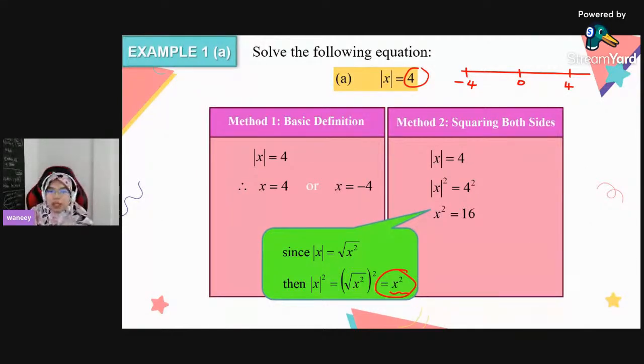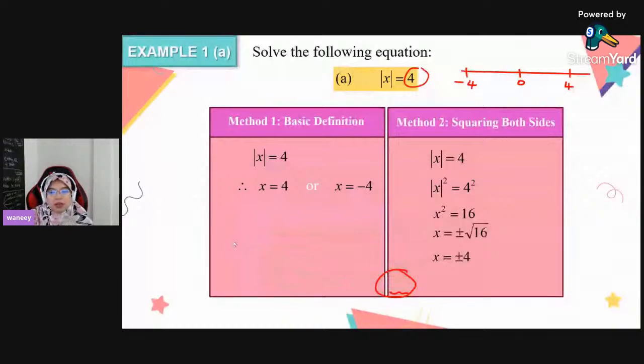So from the modulus of x squared, we are using some definition over here. Since the modulus of x is equal to the square root of x squared, you square on both sides. Therefore, you're going to change it to become x squared. So x squared is equal to 16. You're going to do the square root on both sides and then plus minus. So x will be equal to plus minus 4. So either x equal to 4 or x equal to negative 4.